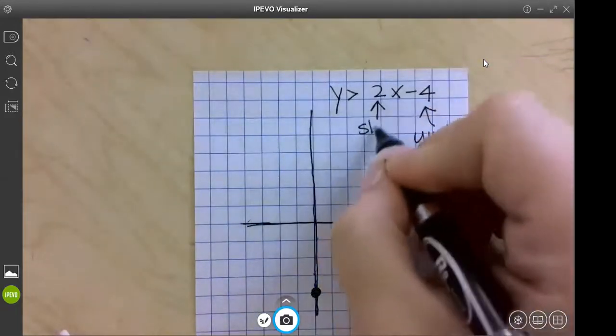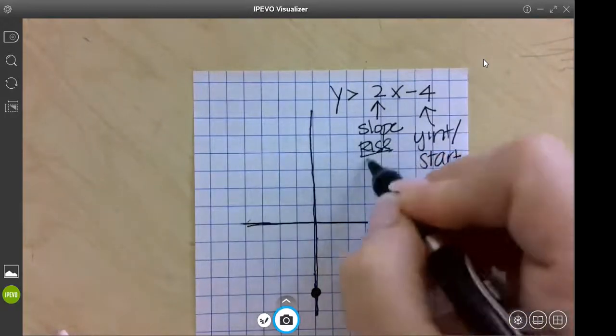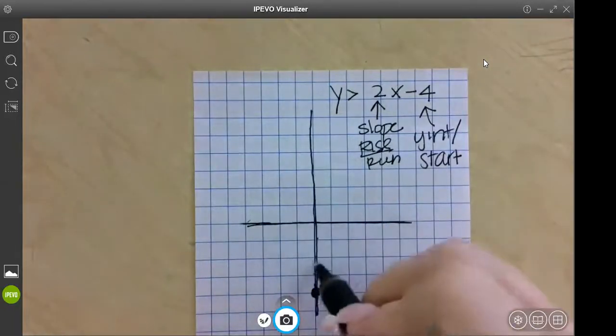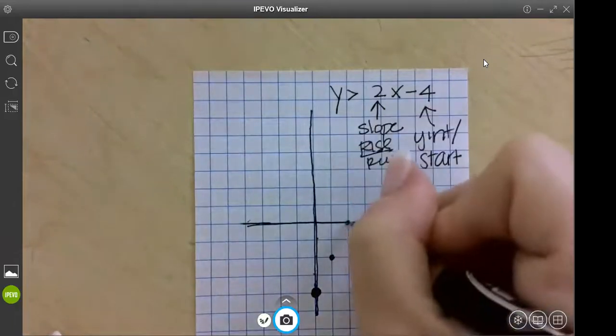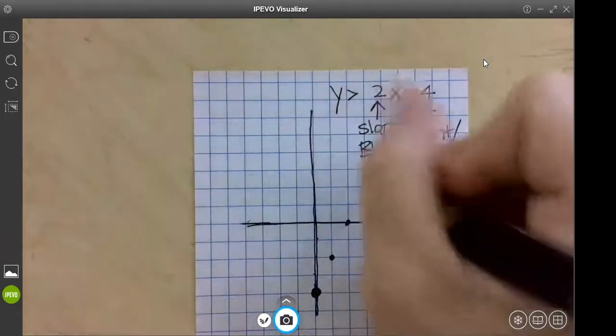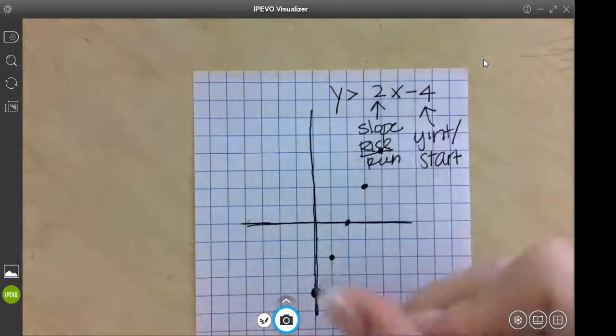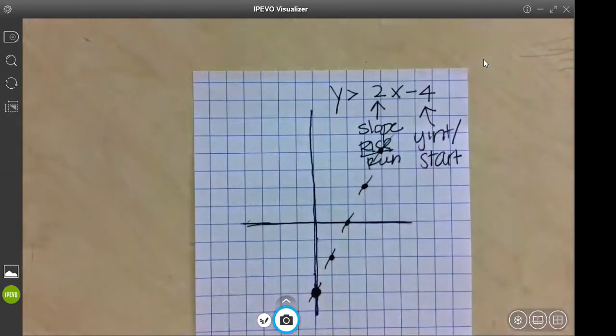And then this 2 is your slope. And remember, we do rise over run. So we're going to rise 2, run 1, rise 2, run 1, rise 2, run 1, and keep going. And it is dashed, which is not important because they're all dashed right now.